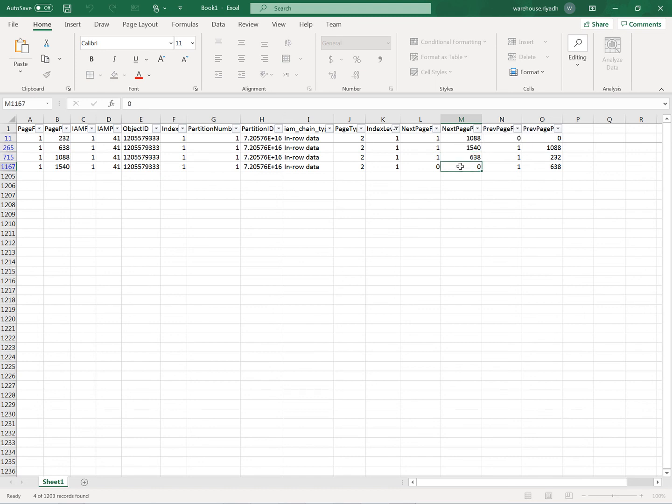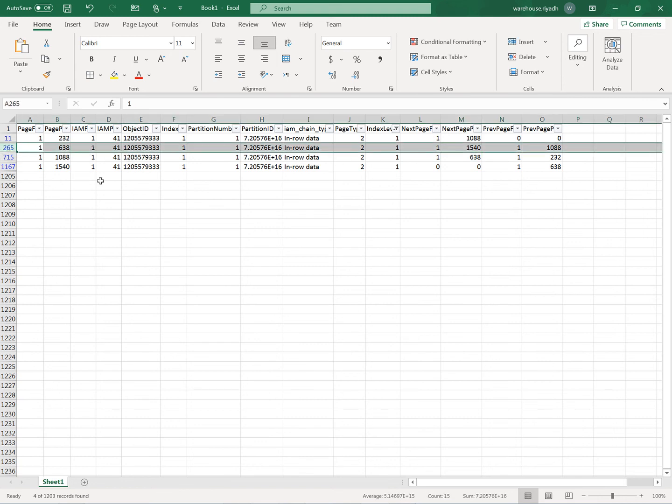Okay, then the storage engine will read 638 into the memory, and when it reads all of this page, the storage engine will go to the header of this page and find what the next logical page is. The next logical page is 1540.